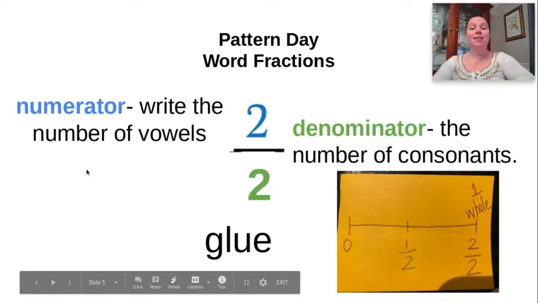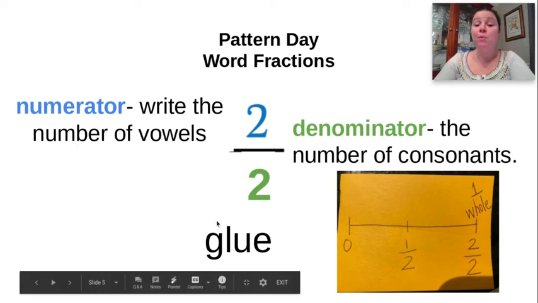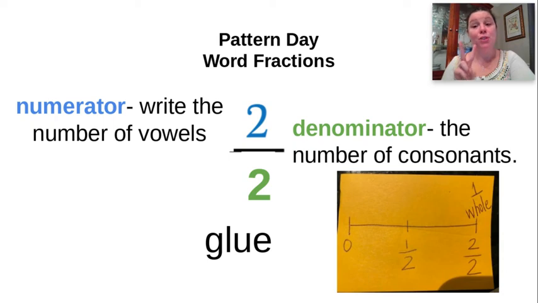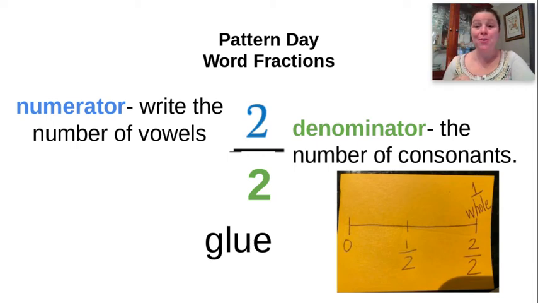So here on this slide, I have a numerator in blue, and it says, write the number of vowels. So my numerator represents how many vowels I have in the word. So if the word is glue, I have a U and I have an E, so I have two vowels. Then my denominator, which is my green number, is going to represent the number of consonants. So I have a G and I have an L. So I have two again. So for this word glue, my fraction is 2/2.